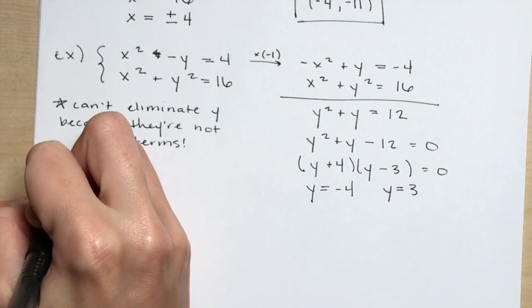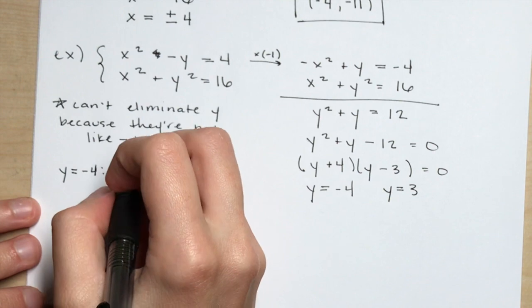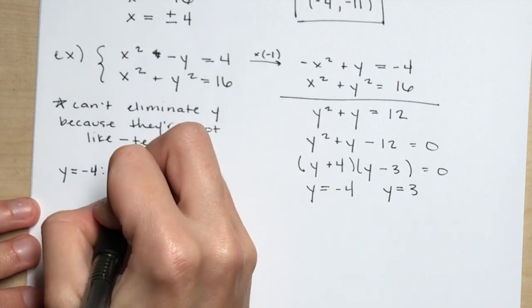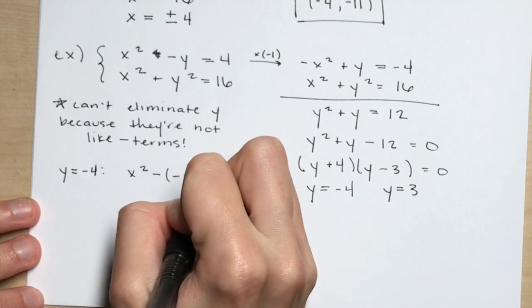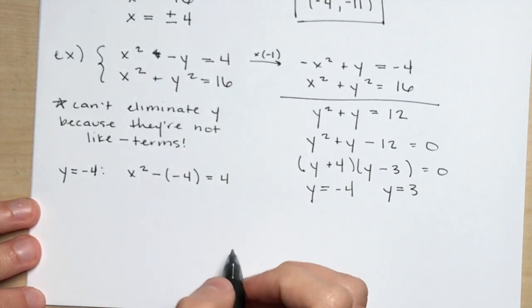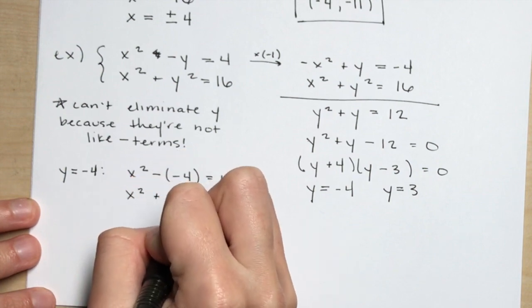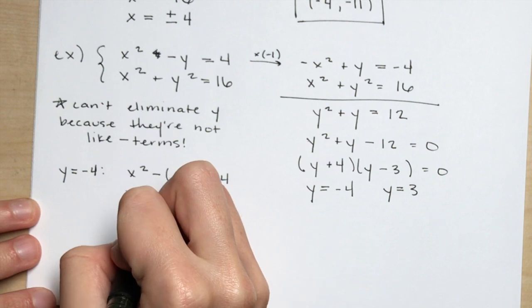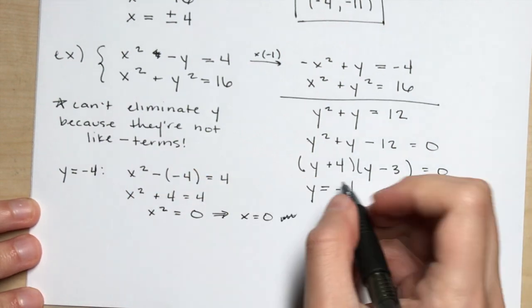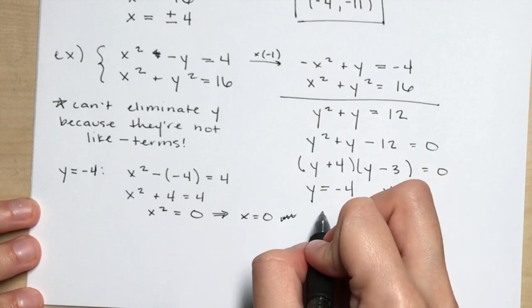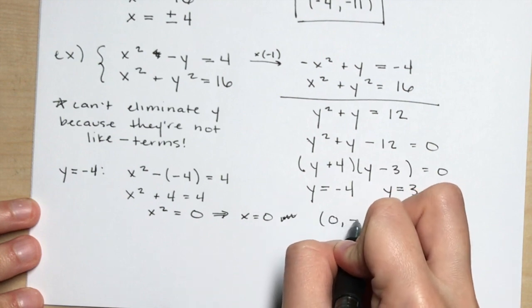So when y is negative 4, I'm going to use the first one because it's simpler. We have x squared minus negative 4 equals 4, right? I'm replacing y with negative 4. So x squared plus 4 equals 4, which gives me x squared equals 0, which means that x is 0, which gives us a solution of what? 0, negative 4.